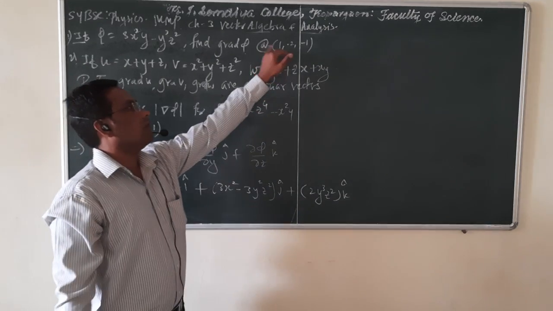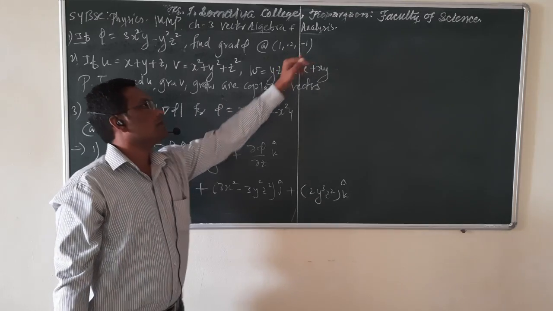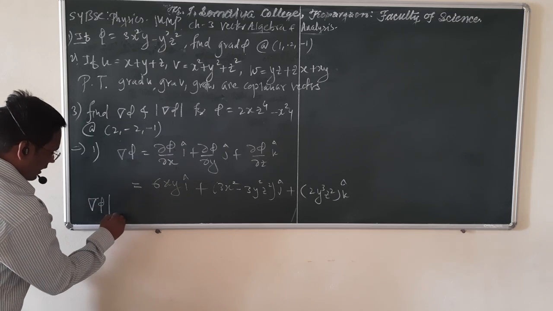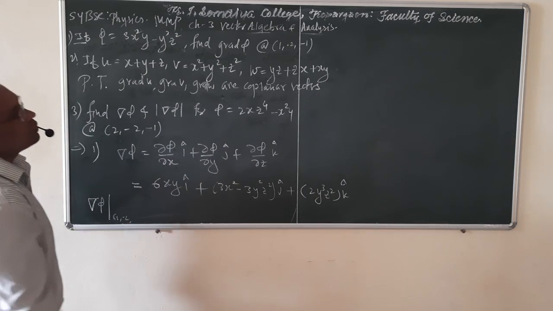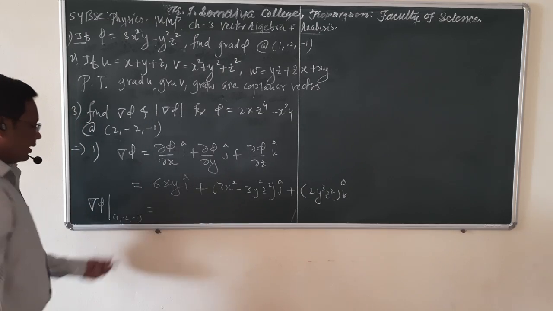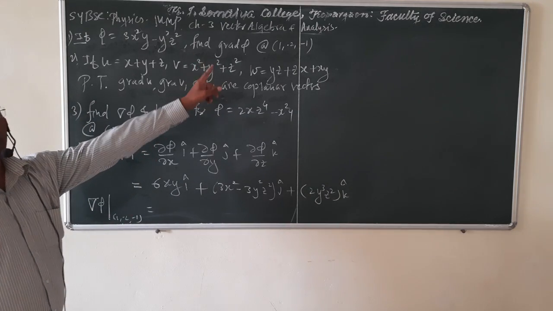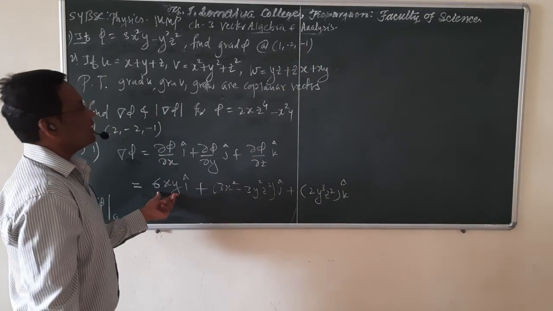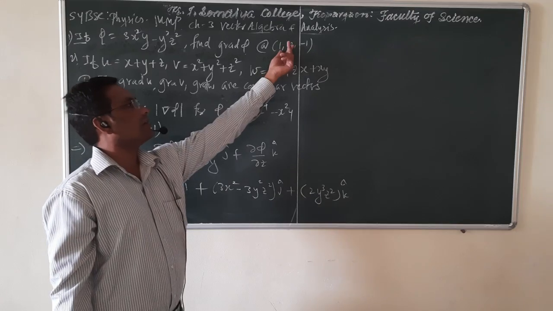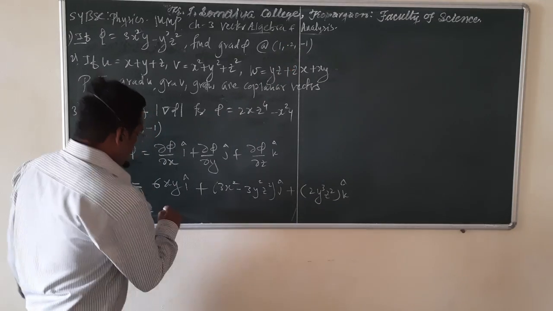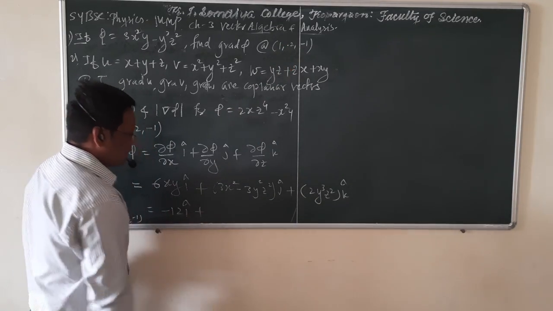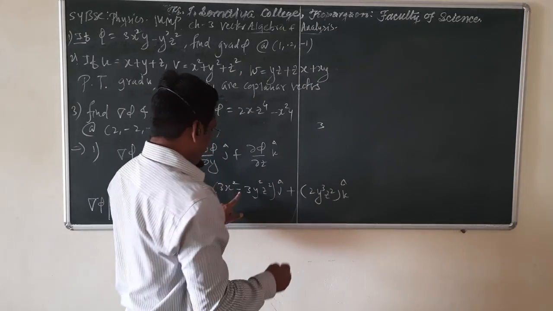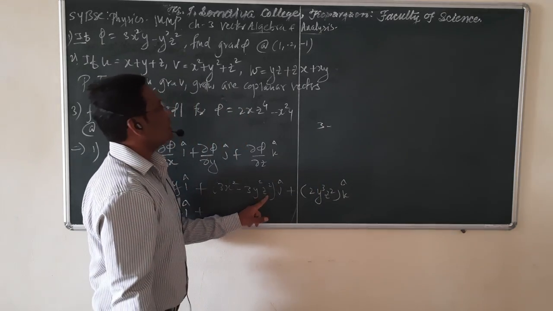Now gradient of phi at (1, -2, -1) is equal to, so here you have to put x as 1, y as minus 2, and z as minus 1. So 6 into xy becomes minus 12 i cap, plus 3x square, which is 3, minus 3 times y square z square.